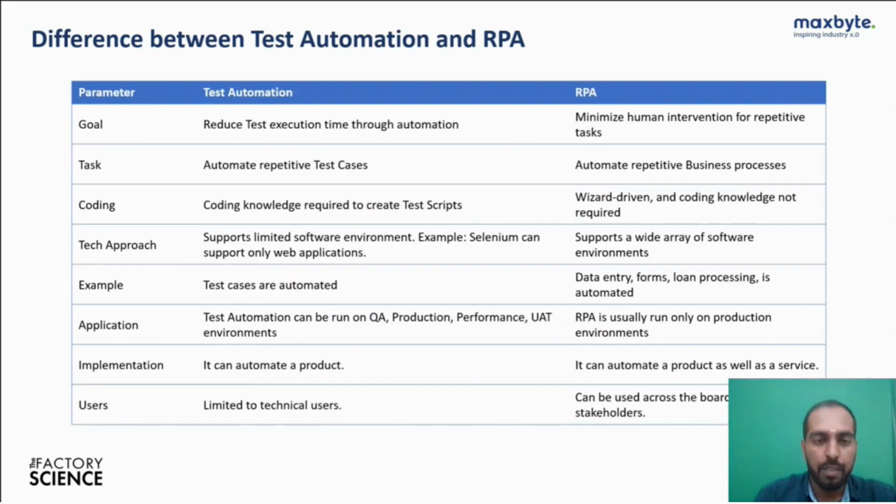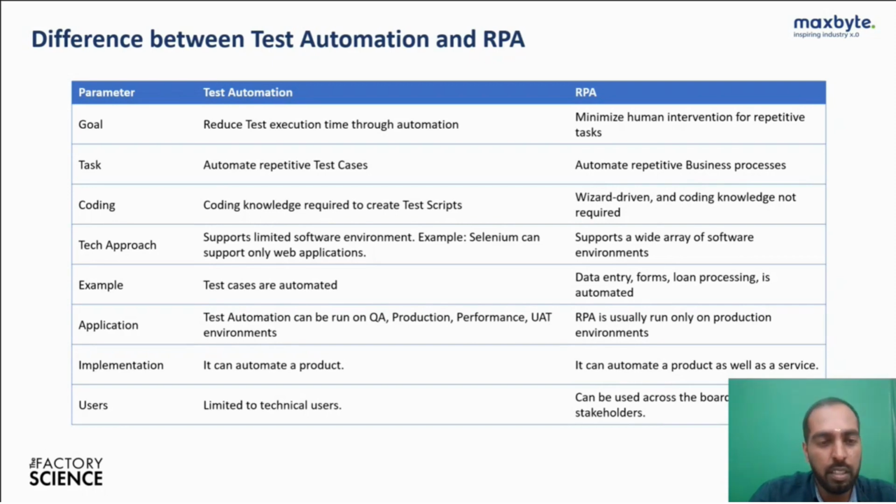So these are some parameter-wise differentiations between test automation and RPA. The main goal for test automation is to reduce test execution time through automation. But in RPA, we are going to minimize human intervention for repetitive tasks. For test automation, the task is to automate the repetitive test cases, but here we are going to automate the repetitive business process.